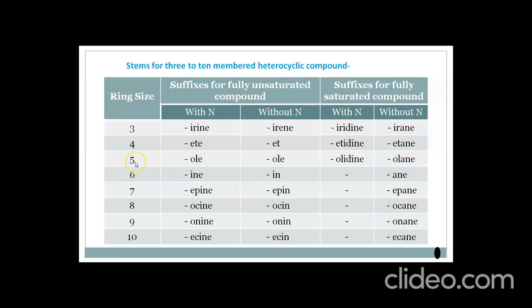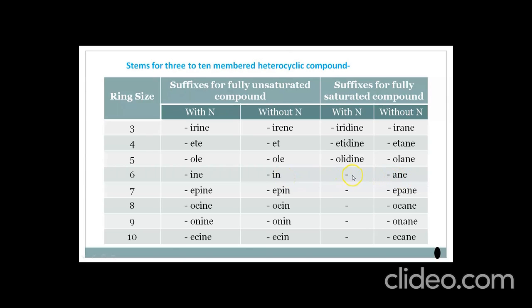If it is a 5-member ring which is completely unsaturated and with nitrogen, then we use the stem ole. For a 5-member ring without nitrogen, we also use the same ole. But if this 5-member ring is completely saturated with nitrogen, then we use olidine, and a saturated 5-member ring without nitrogen uses the same olane. Like for a 6-member ring, ine, in for unsaturated compounds.